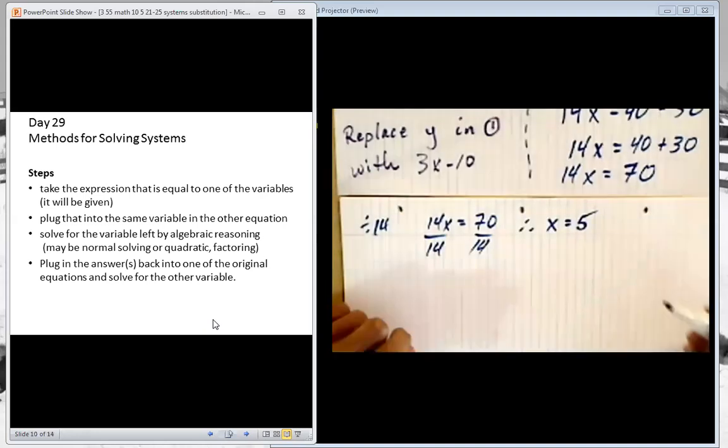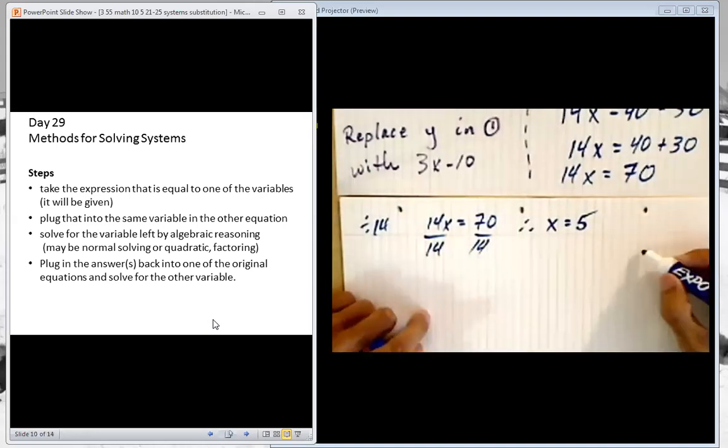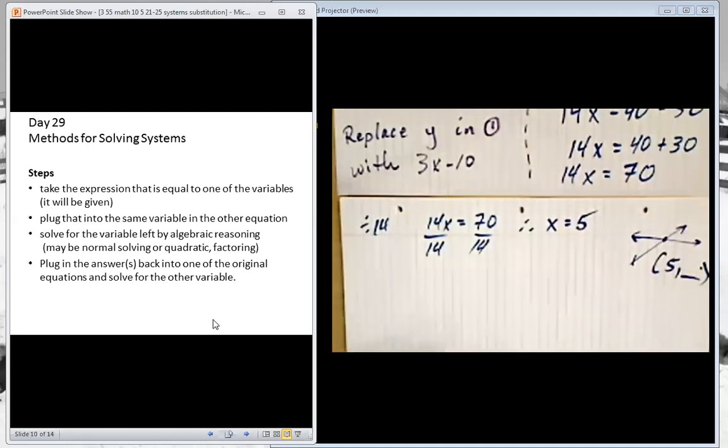Okay, so we have our lines crossing somehow. We have our lines crossing, and we know the x value is 5. What we don't know are the y values, that's right. That's why we've got to work it out.